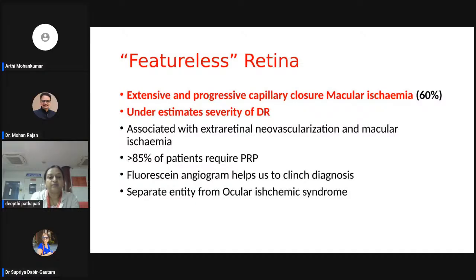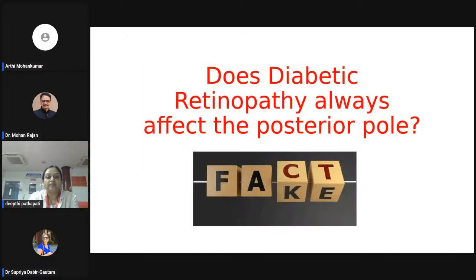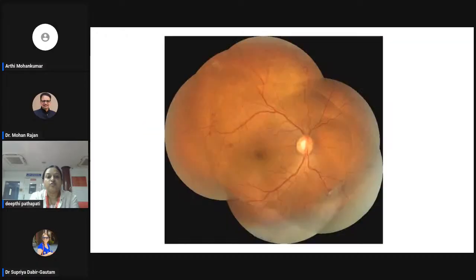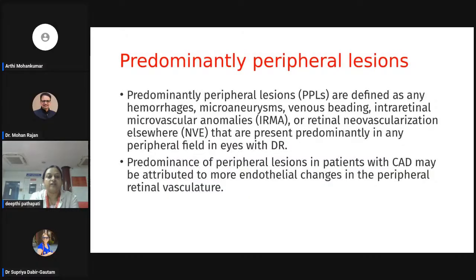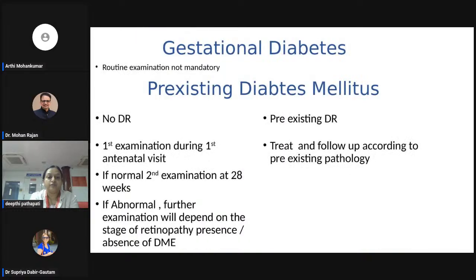It is extensive and progressive capillary closure and macular ischemia, underestimates the severity of diabetic retinopathy, associated with extraretinal neovascularization and macular ischemia. More than 85% of patients require PRP. Fluorescein angiogram helps us to clinch the diagnosis, and it is a separate entity from ocular ischemic syndrome. Now, this is an example of it. Diabetic retinopathy does not always occur in the posterior pole, it can also occur as peripheral lesions. Now, these are examples from this photo showing.